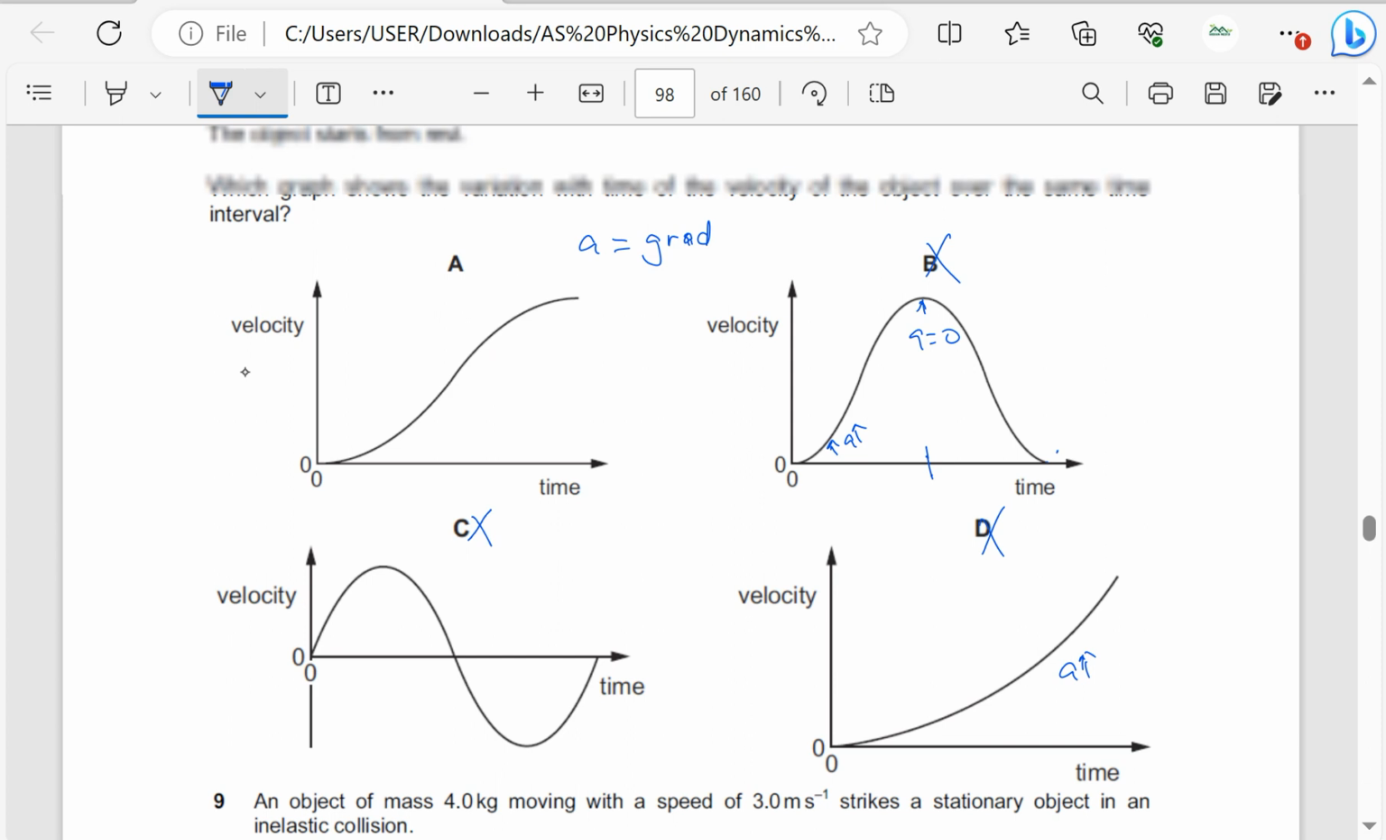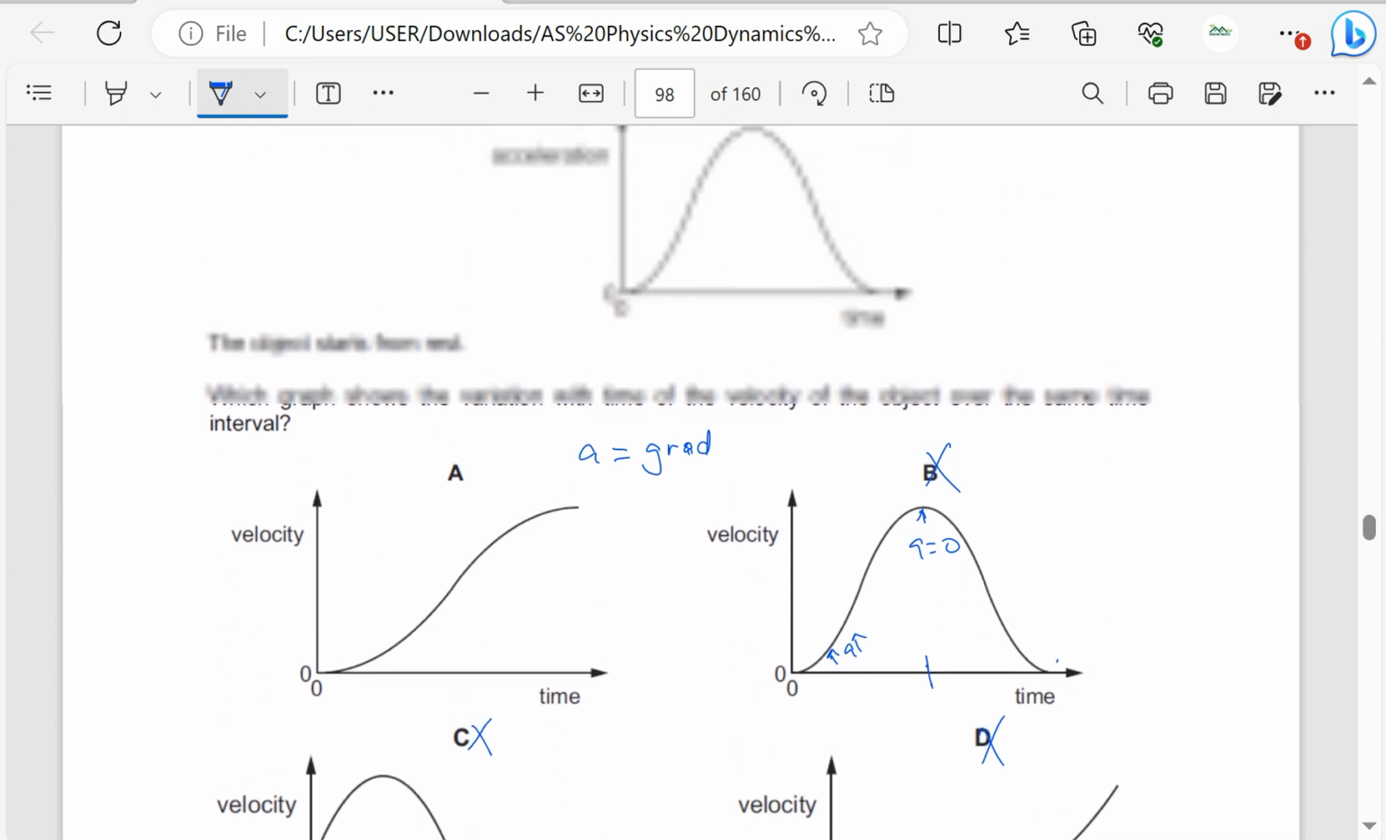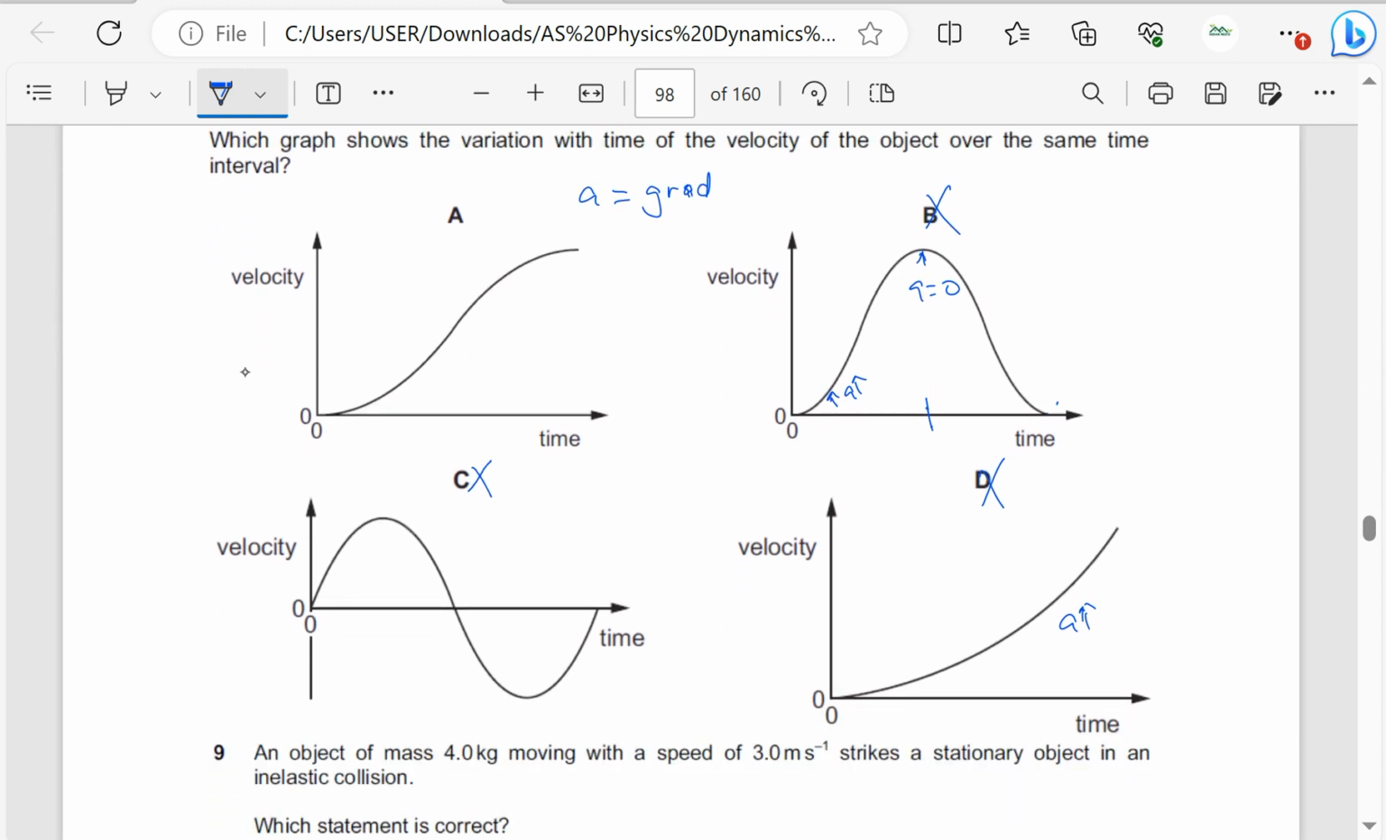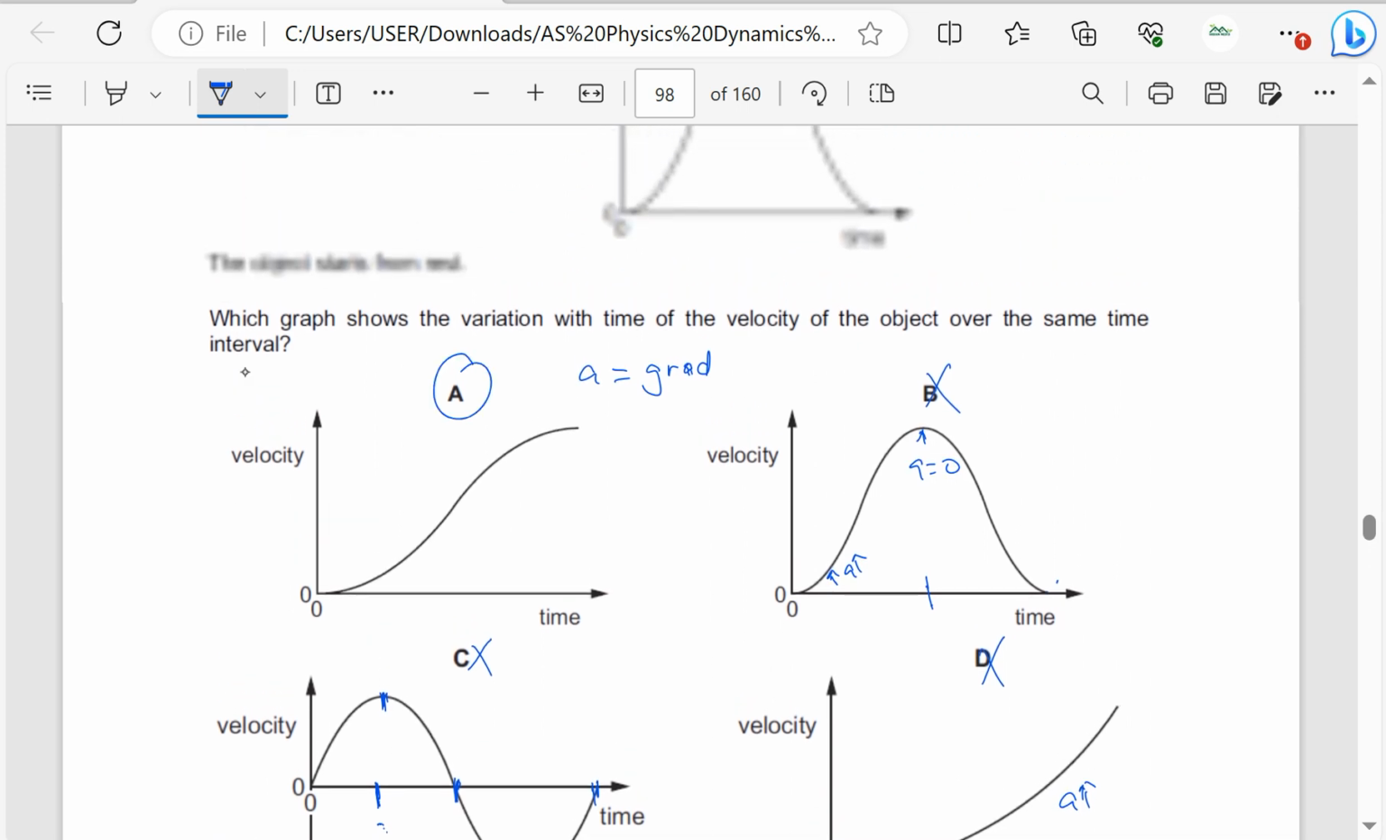C is also going to be wrong because for the first half of the time, the acceleration increases to a maximum value. Yet here it is showing for half of the time the gradient increases, then it becomes 0 for a quarter of the time. So the acceleration is 0 at this point, yet it's supposed to be 0 at this point here. So this is not going to be correct. Then this means this is the correct answer.